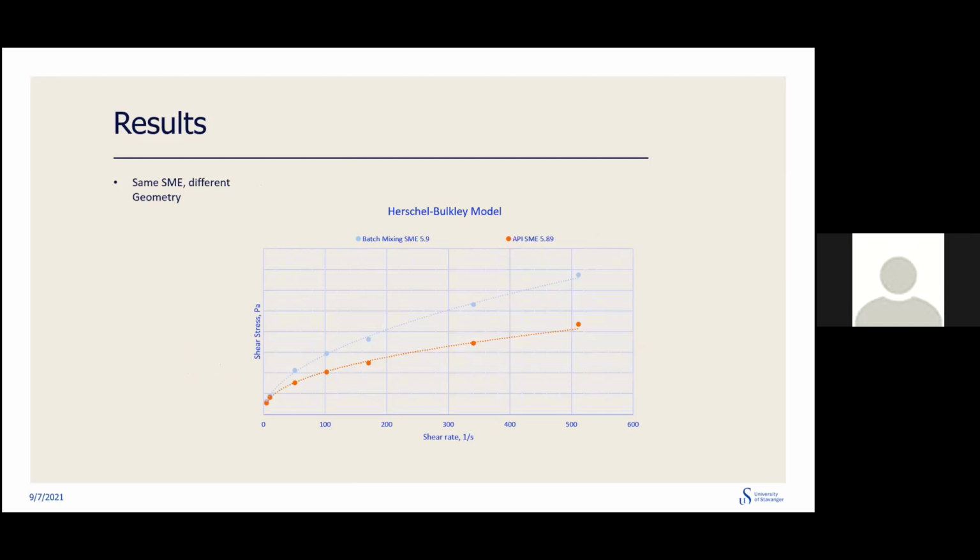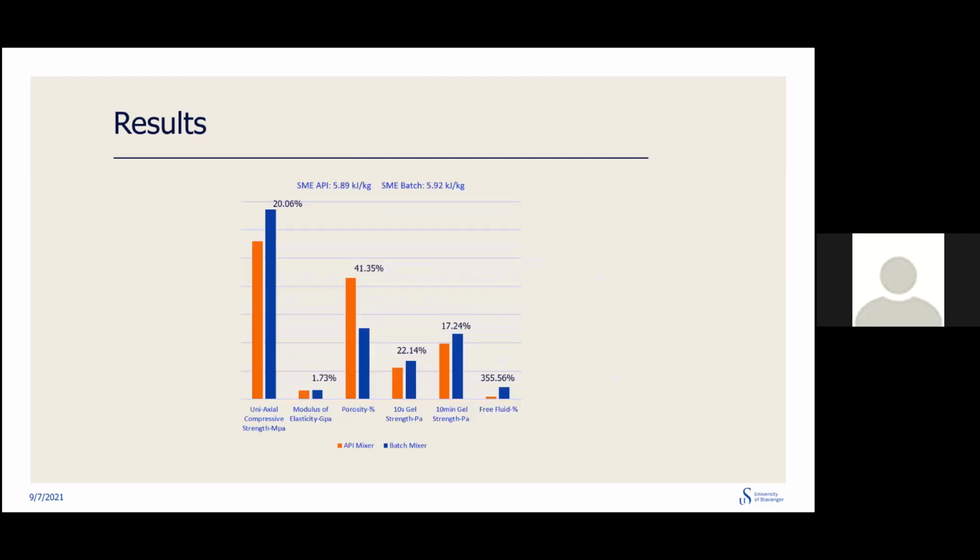This is the slurry behavior of the fluid that was prepared at the same SME, but with different mixers, one with the API and one with the batch mixer. As you can see, there is a pretty big difference between them. There are also big differences between the other properties of the cement as well, like UCS strengths, porosity, gel strengths, and free fluid. The percentages show the variance of the data.